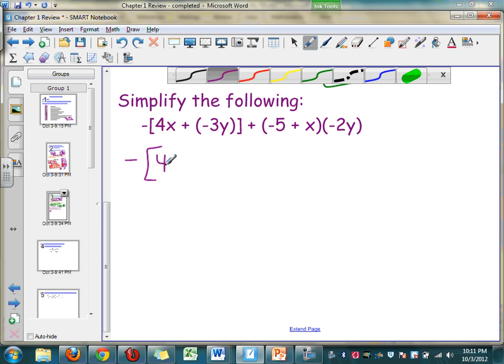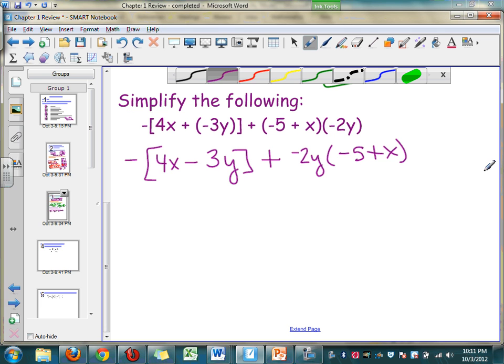And the 4x hangs out. Do I need the parentheses around the negative 3y? The answer to that is no. The parentheses are there to throw you off and make you realize that that is just a negative value. Do I need the parentheses around the negative 5 plus x? Yes, I do, and more importantly, this negative 2y is going to be distributed into that, so I'm going to bring that out in front.